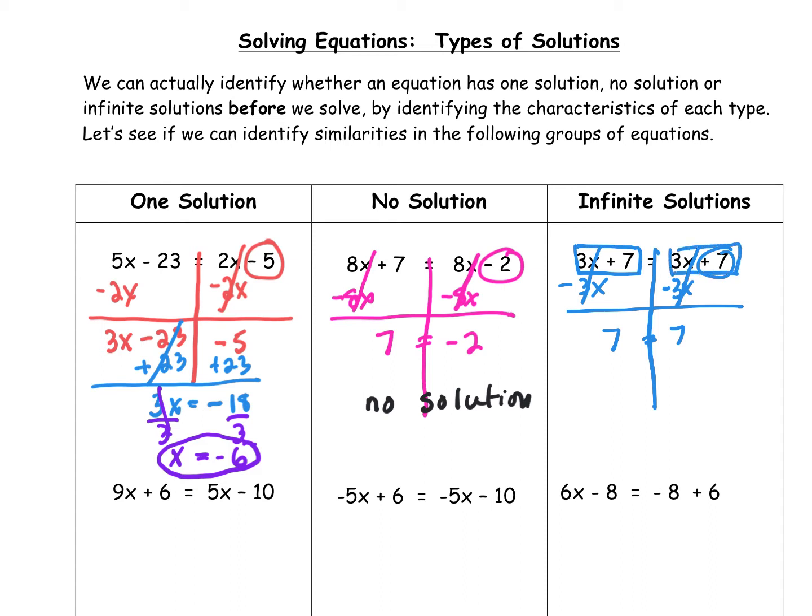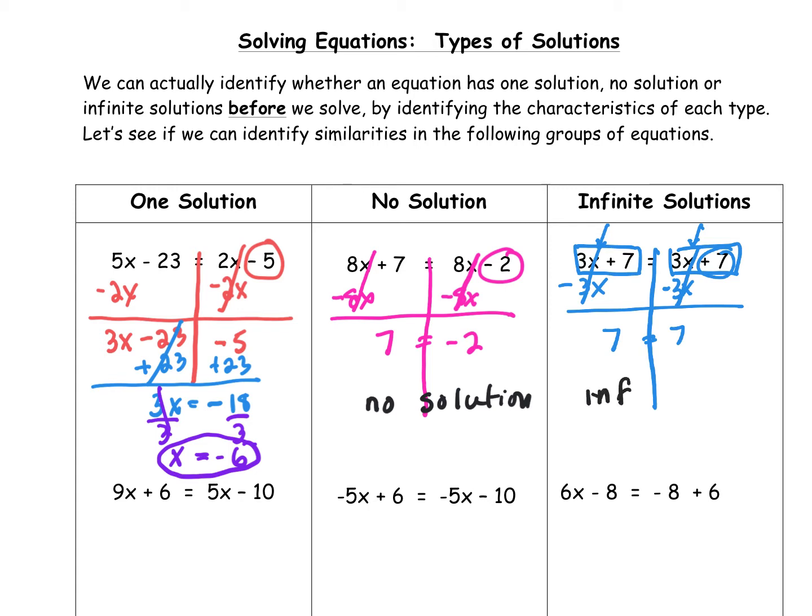So if I put 3 times 2, if I substitute 2 for x, and add 7 to it, it's going to be exactly the same thing as 3 times 2 plus 7 on this side. So this is considered a situation where we have infinite solutions.